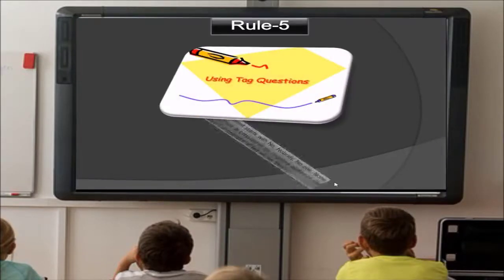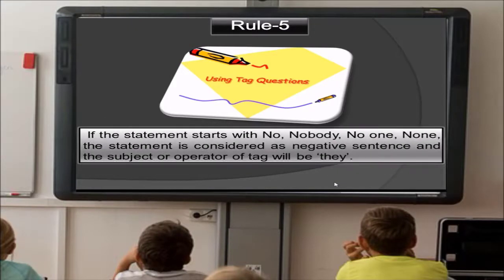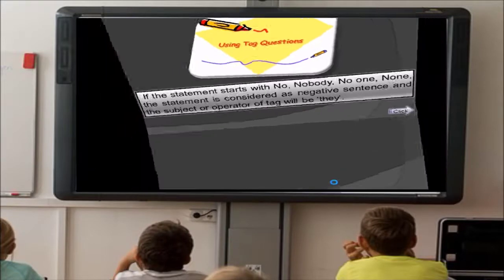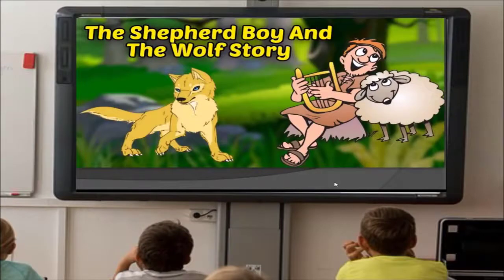Rule 5. If the statement starts with no, nobody, no one, none, the statement is considered as a negative sentence and the subject or operator of the tag will be they. Look at this: nobody believes a liar, do they? Try to understand. The statement nobody believes a liar is a negative statement, so our tag is affirmative.